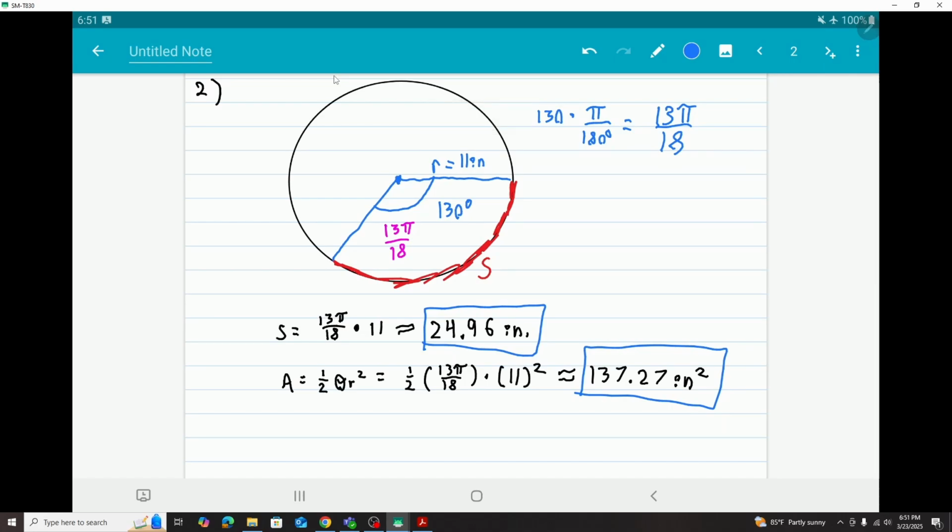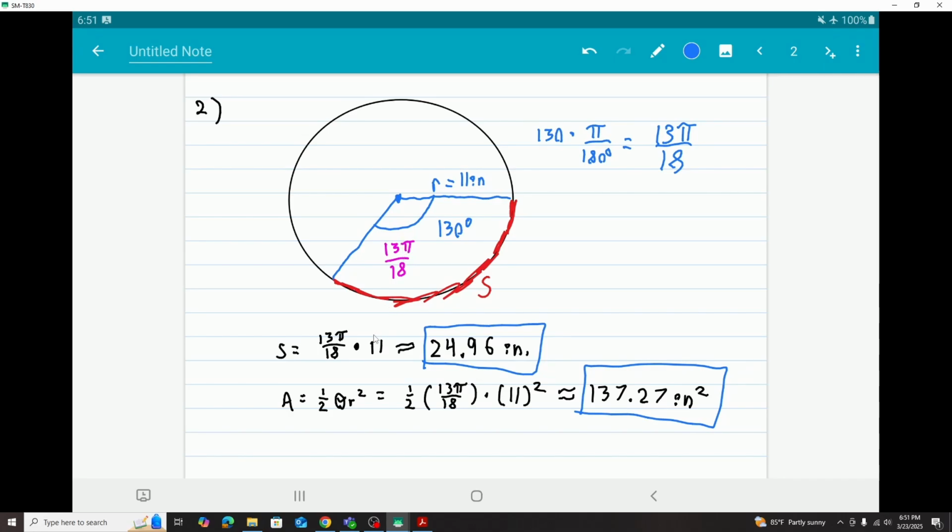And so that's how you do problems like these. You might have to convert degrees to radians, but beyond that, it mostly comes down to this: to find arc length, multiply your radius by your angle measure in radians. To find area, it's almost pi r squared, but instead of pi, you replace it with your angle divided by 2.